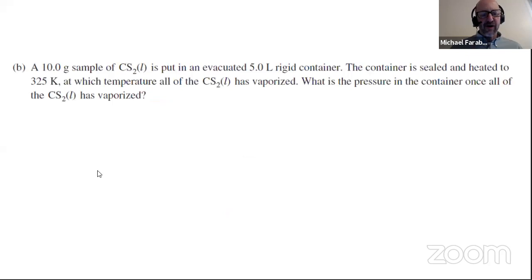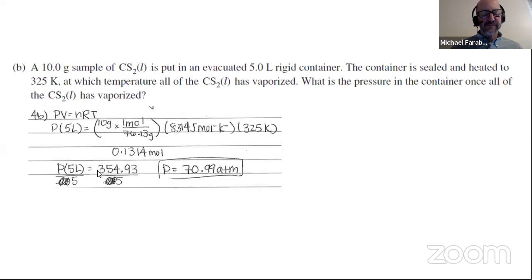All right, here we have a new problem. It says a 10.0 gram sample of CS2, carbon disulfide liquid, is put in an evacuated 5.0 liter rigid container. The container is sealed and heated to 325 Kelvin, at which temperature all of the CS2 liquid has vaporized. What is the pressure in the container? Sounds like the ideal gas law.